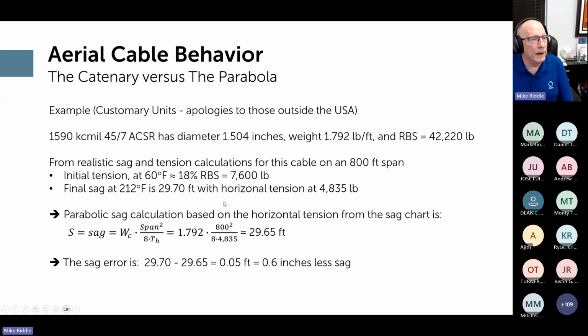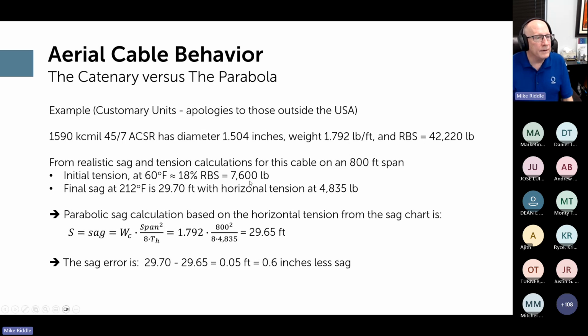So we'll actually do that. I'm sorry for those outside the United States, I've only done it in customary units today. So here's a 1590 kcmil, 45/7 ACSR: 45 aluminum strands over 7 galvanized steel strands, diameter about 1.5 inches. Here's the unit weight. Strength is about 42,000 pounds.